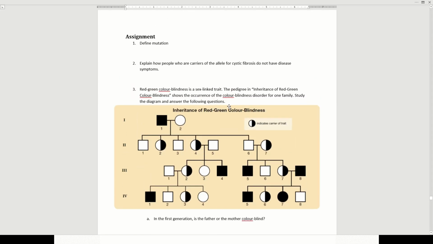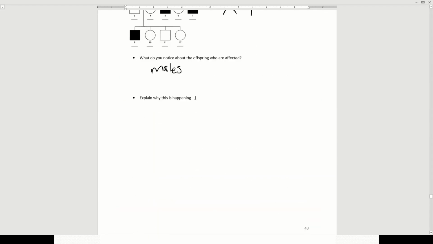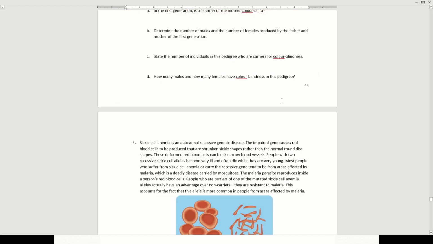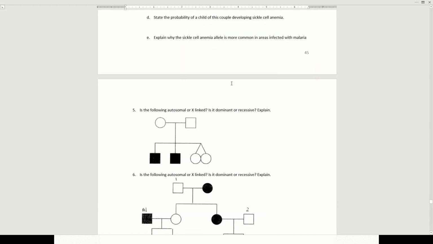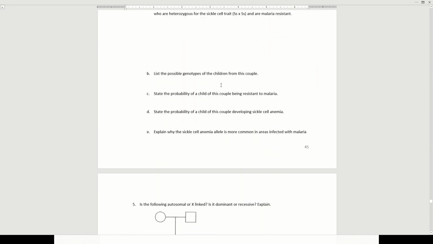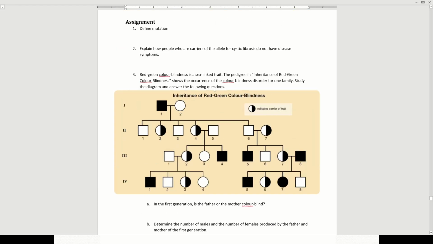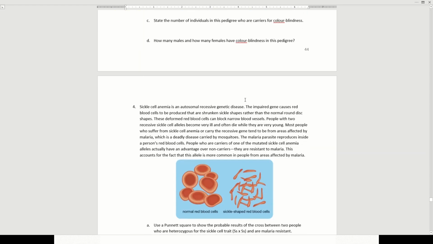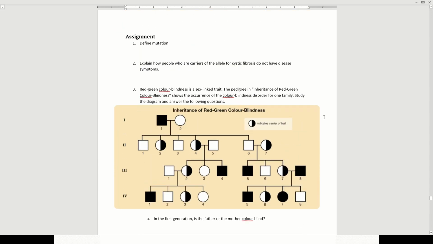Okay, so define mutation. Why does this start over? It's interesting. I didn't realize that it started over. Sorry. Define mutation. So this is a typo in DNA.